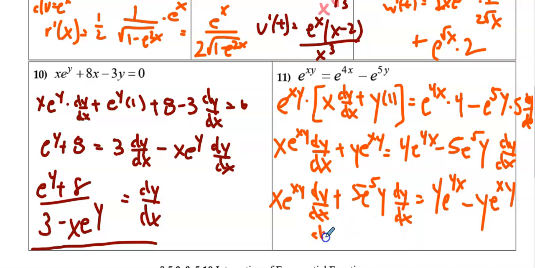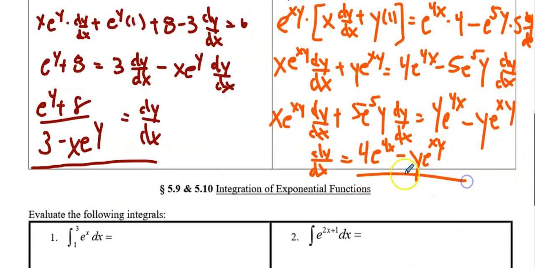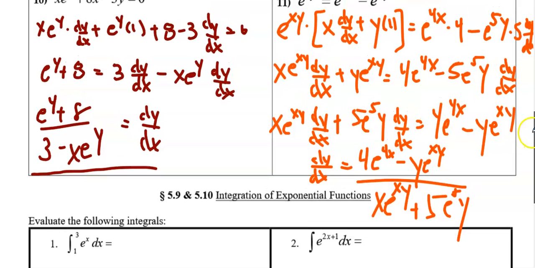And then our dy dx finally is going to be equal to, and actually this video is a little bit longer than I thought, but that's okay, because we want to make sure that we're good with our implicit. So it's going to be all of this right here, all over x e to the xy plus 5 e to the 5y. So hopefully I didn't make a silly mistake there in our work, but that's the difficulty as it's going to get, is what you see right there.